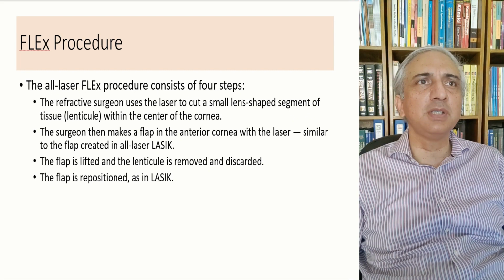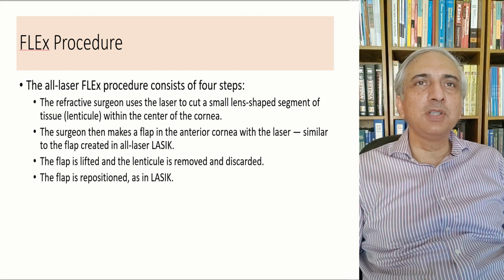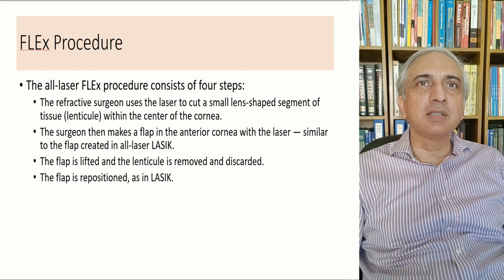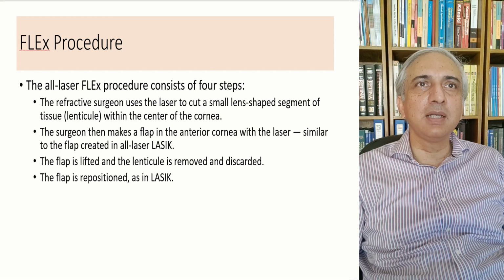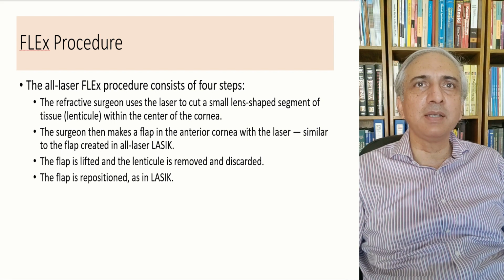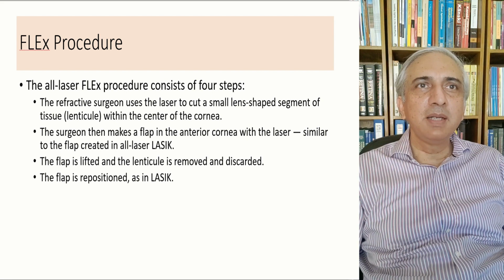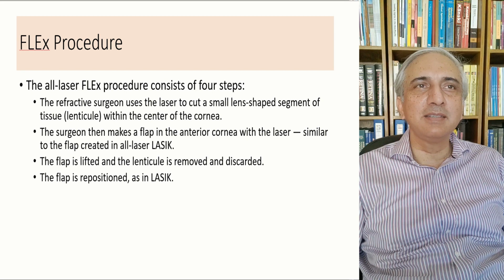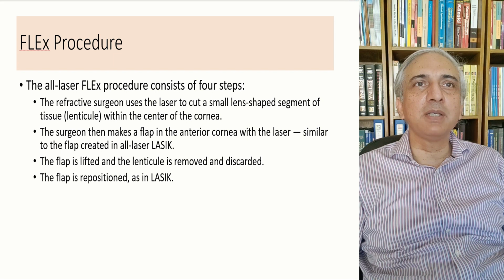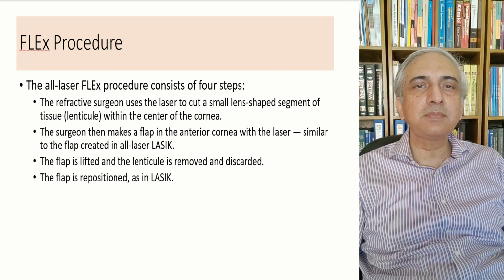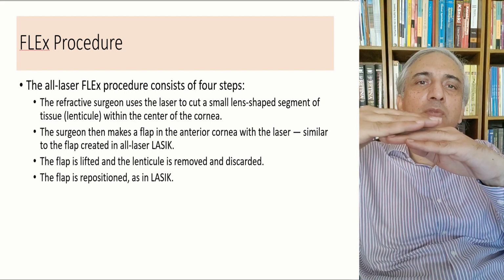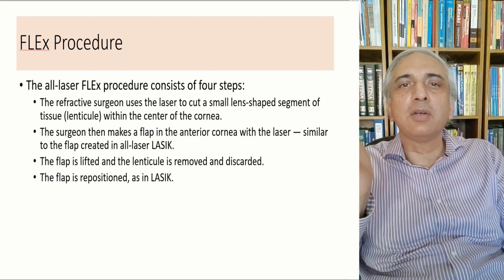So the FLEx procedure. The all-laser FLEx procedure consists of 4 steps. The refractive surgeon uses the lasers to cut a small lens-shaped segment of the tissue, the lenticule, within the center of the cornea. The surgeon then makes a flap in the anterior cornea with the laser, similar to the flap created in all-laser LASIK. The flap is lifted and the lenticule is removed and discarded. The flap is repositioned as in LASIK. So what you're doing is you're removing that lenticule, but in order to remove the lenticule, you produce a flap to take the lenticule out.